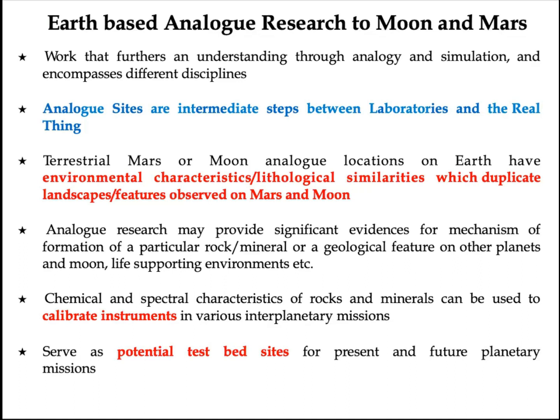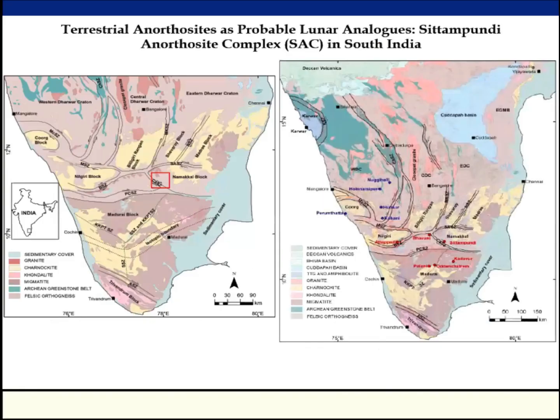I'll show some examples from India, where we are working, for those who are not familiar with the Indian scenario. Okay, so this is the tectonic map. I'm not going into the tectonic details of that one. We have a lot of anorthosite occurrences in the diverse terrains of southern India. One such terrain is known as the Sittampundi anorthosite complex, which is Archean in age.